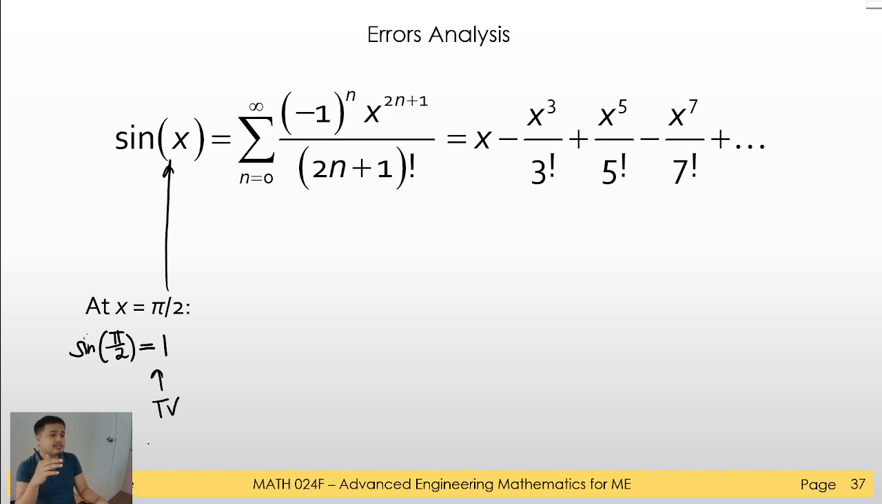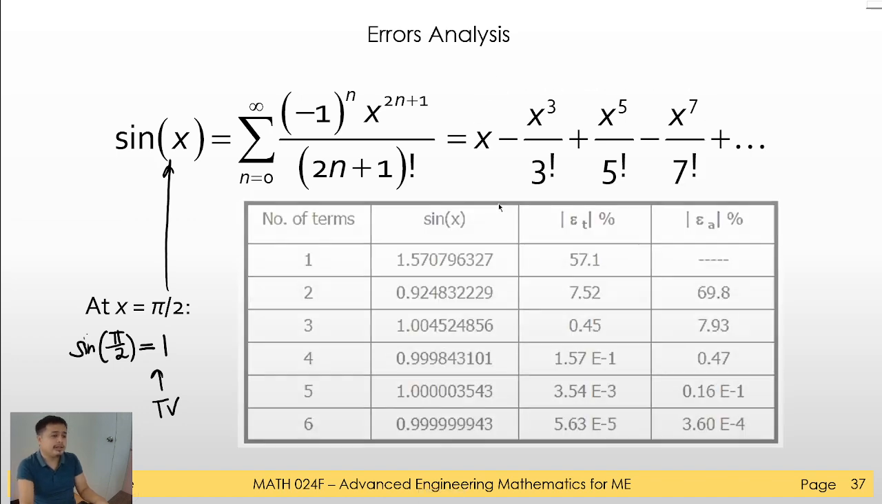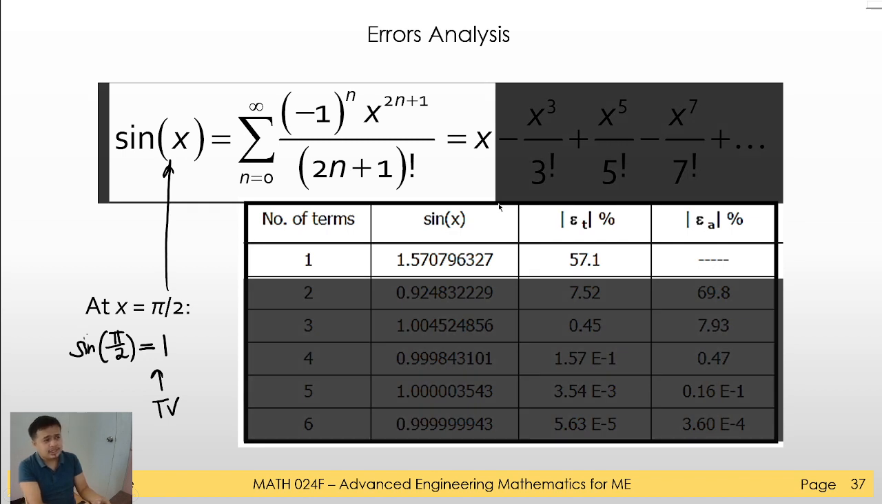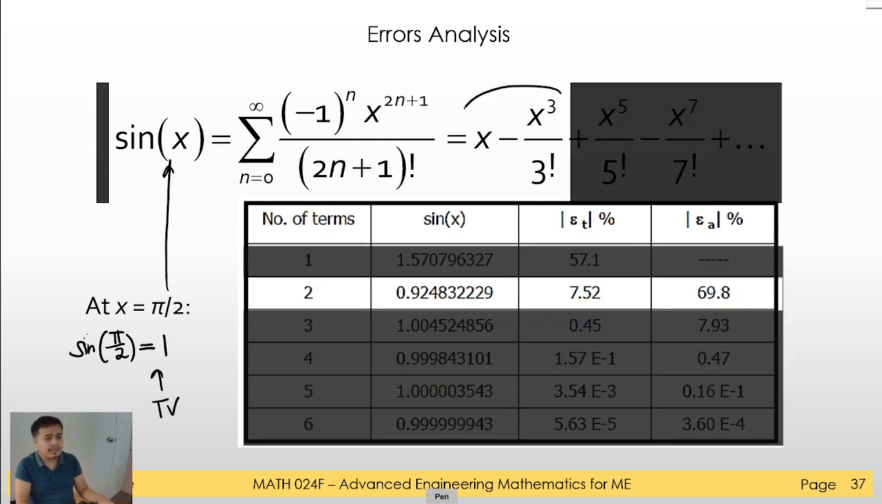Okay, so we can tabulate this truncation. Let's try utilizing one term, or two terms, or three terms, or four terms, and so on. So if we utilize only the first term and substitute pi over 2 for x, we will get this numerical value 1.57, and its true error will be 57.1. Let's make this accurate by adding another term. Adding another term will introduce less truncation error. So we will substitute pi over 2, and then also for x cubed over 3 factorial. If you calculate this, you will get 0.9248, and your relative true error will be 7.52. And you can continue this, and so on and so forth.